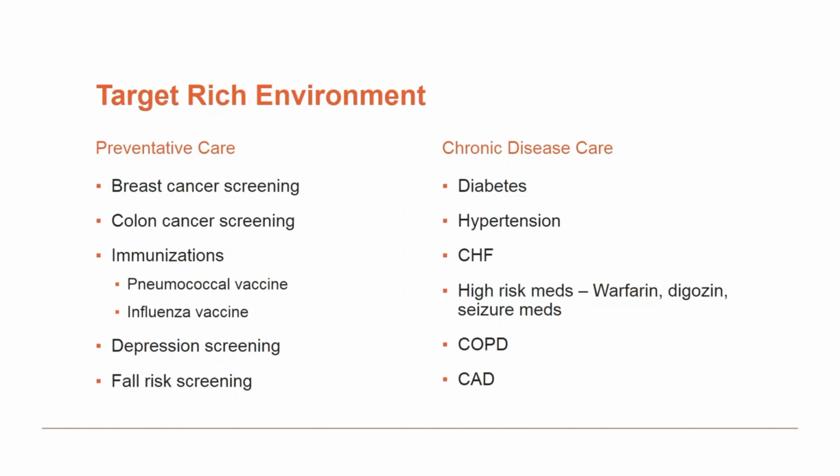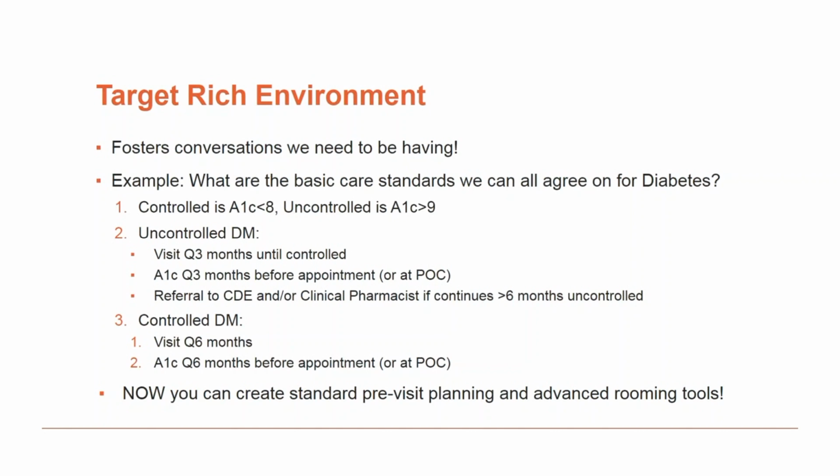So we talked about this fosters the conversations that we need to be having to affect pre-visit planning and advanced rooming within a given office, whether it's a pod or a building. Essentially, you have to say what we all agree to, because it's not effective for your staff to do pre-visit planning with 3 different standards, right? And so we went through those. I used diabetes as an example, and obviously there's lots more that you could bring into a signed standard of care or order set or whatever your state regulations call it.